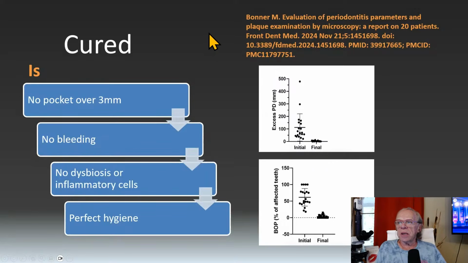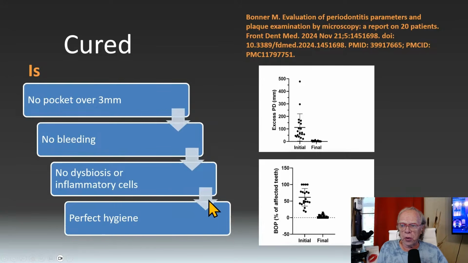So we've published this. This is a publication of mine in 2024. Our last 20 patients, because I am retired now and just teaching, but this is our last 20 patients in a row. All 20 patients cured. So curing is quite simple. No pocket over 3 millimeters. You only want 1, 2, 3. No bleeding, none. No dysbiosis, no bad bacteria, no parasite, no inflammatory cell, nothing of this, and perfect hygiene.